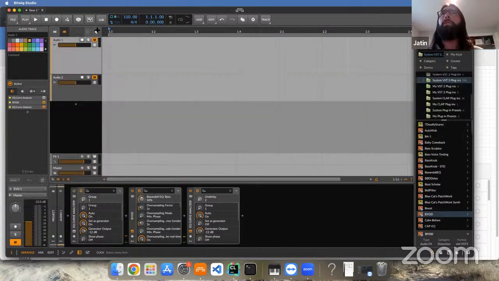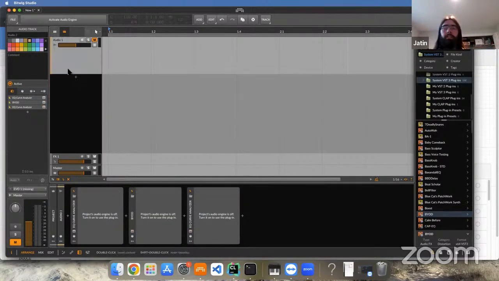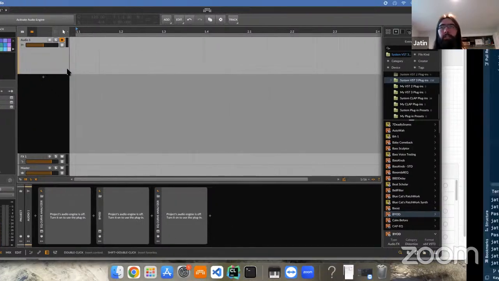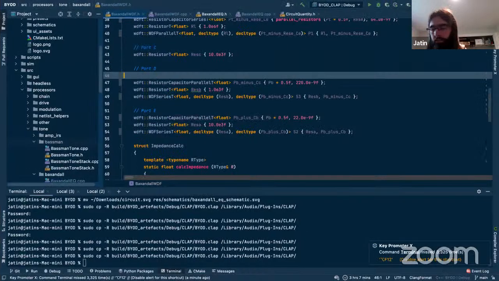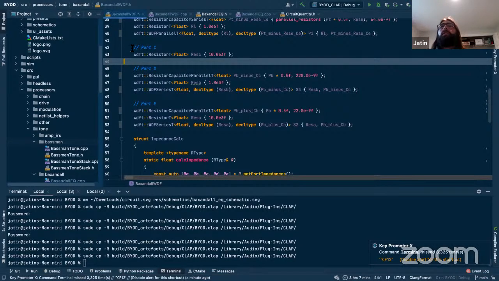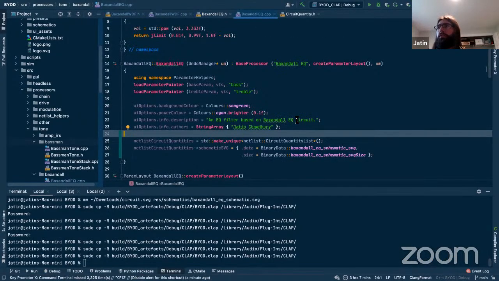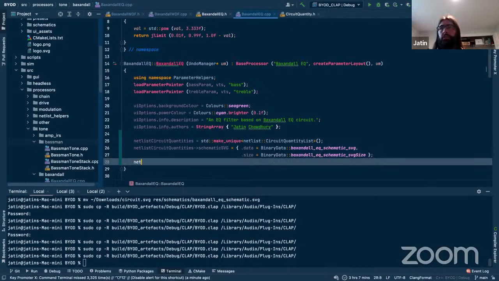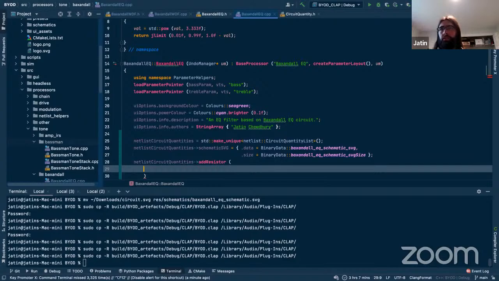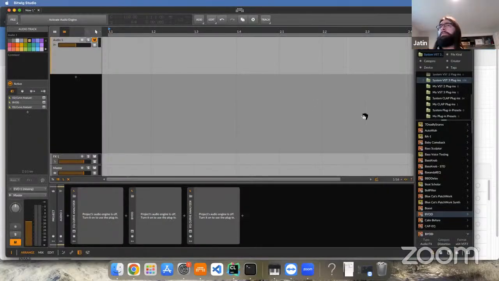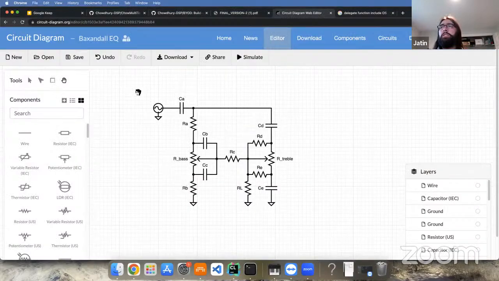Cool. So now we can get back to the fun stuff of getting our circuit customization working. So let's see. We're going to have a bunch of resistors and then a bunch of capacitors. So let's go through it here. So netlist circuit quantities, add resistor. This one will be, let's do RA first, I guess.